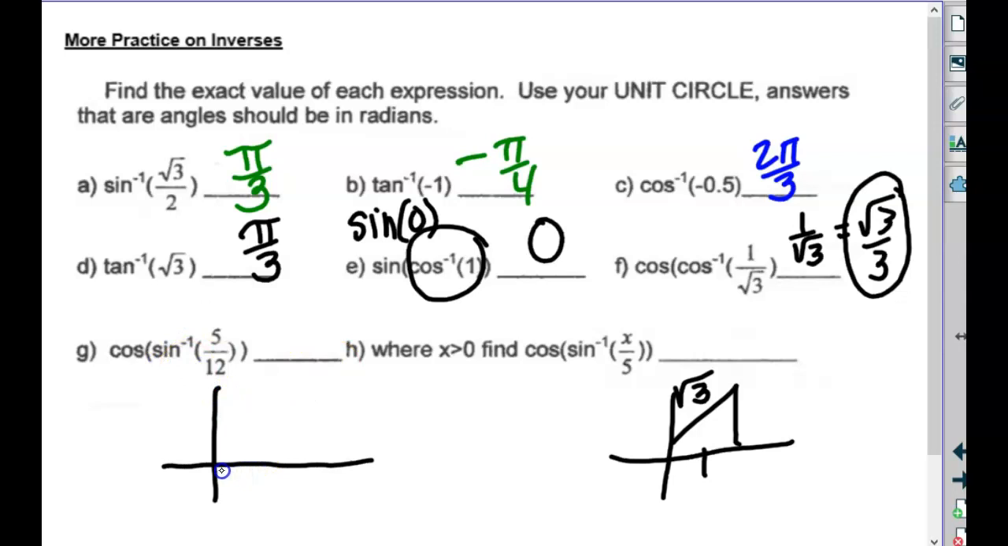The inverse sine, this is definitely a draw. It's positive, so I'm going to put it in the first quadrant. Where am I going to put those numbers?